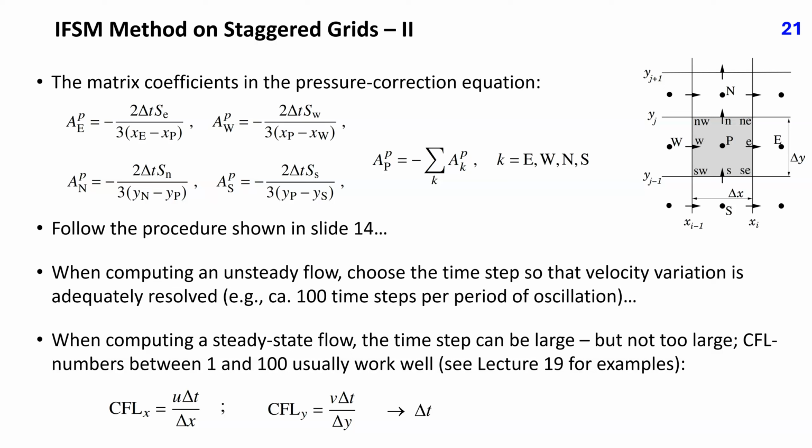When computing the steady state flow, the time step can be large, but not too large. CFL numbers defined by these expressions between 1 and 100 usually work well. Examples of application and comparisons with SIMPLE type methods will be presented in lecture 19. Implementation of boundary conditions will also be described in lecture 19.